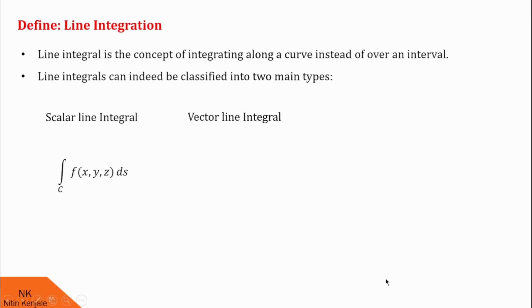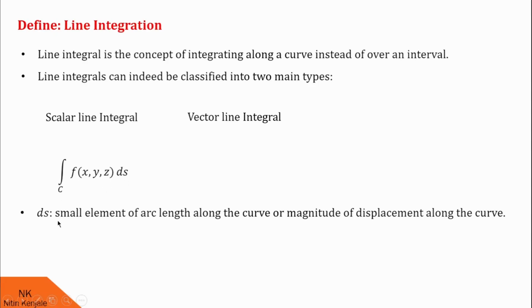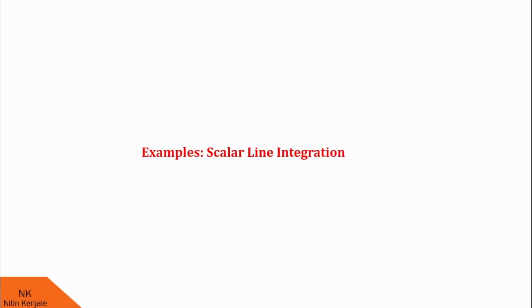Scalar line integral is represented by the integral of f of x, y, z ds over C, where ds represents small element of arc length along the curve or magnitude of displacement along the curve. And vector line integral is represented by integral of F dot dr along C, where dr represents the small vector displacement along the curve. Next we see examples based on scalar line integration.